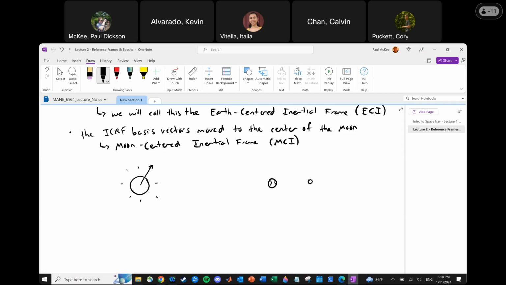And all of these are aligned with Earth's spin axis. Right? So you've got X, Y, Z, and this is what you might call the ICRF at the sun. Those same basis vectors moved to the Earth is the ECI, and those same basis vectors moved to the moon, it's all the same directions, is the MCI. That's at the moon. So we have a question here.